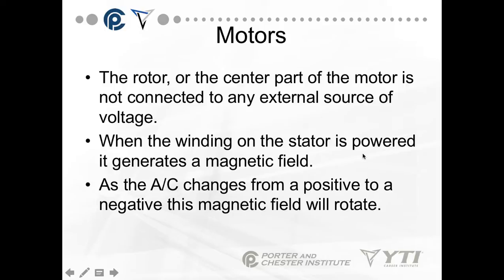The rotor, or the center part of the motor, is not connected to any external source of voltage. When the winding on the stator is powered, it generates a magnetic field. As the AC changes from positive to negative, this magnetic field will, what we call, rotate. It's going to constantly be changing direction, as in one part of it will have a north charge, the other part of it will have a south charge, just like a magnet. But 60 times a second, that is going to change direction.